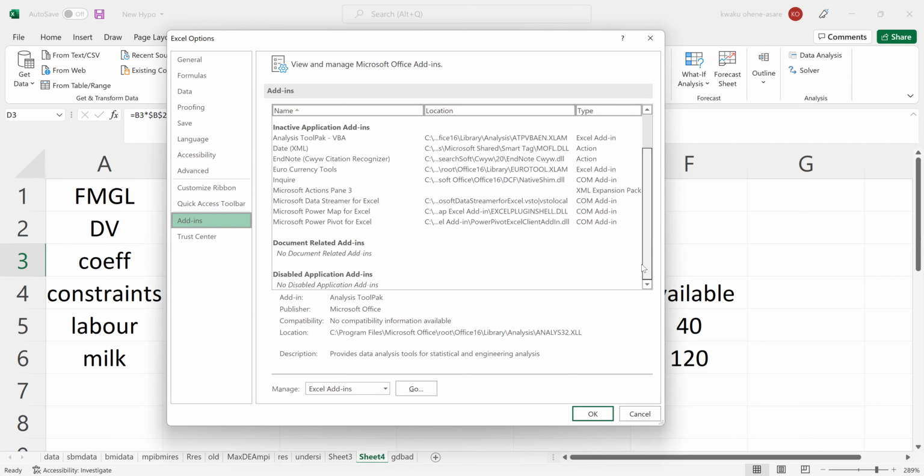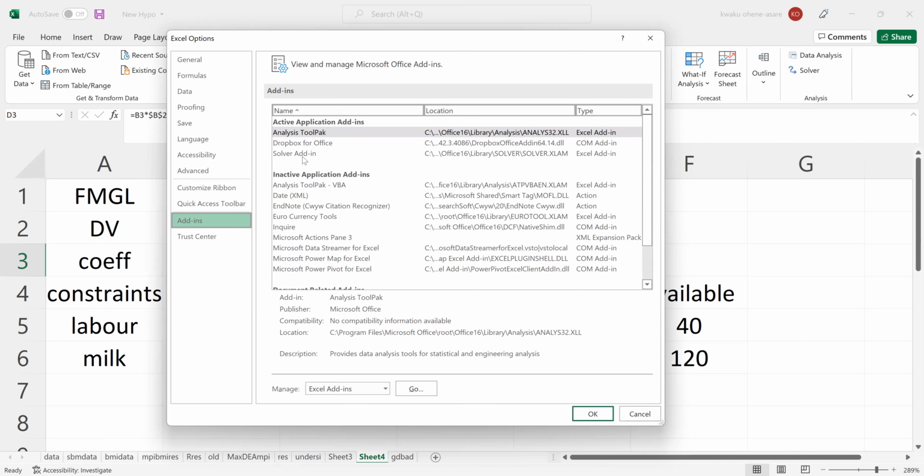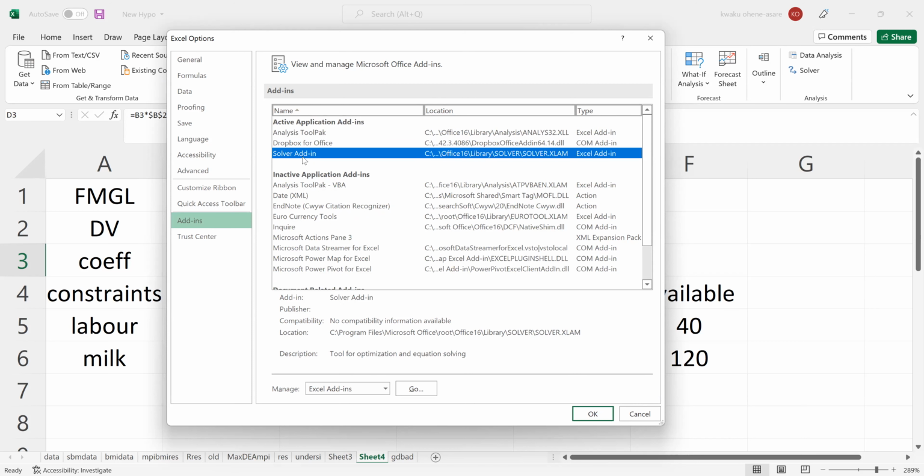Look for Solver in the list and click it, just as I've clicked mine. It will highlight blue. After that, come down to Manage and you see Go. Click Go.